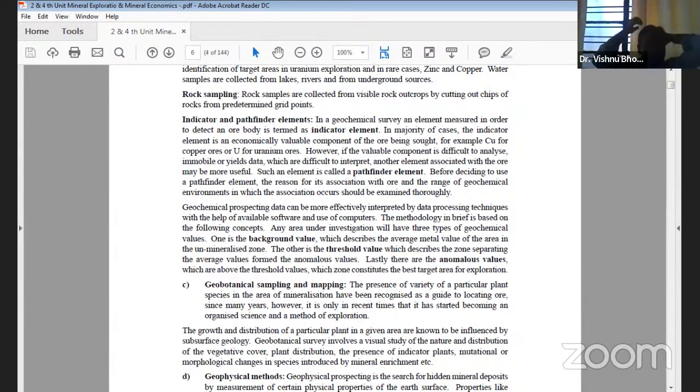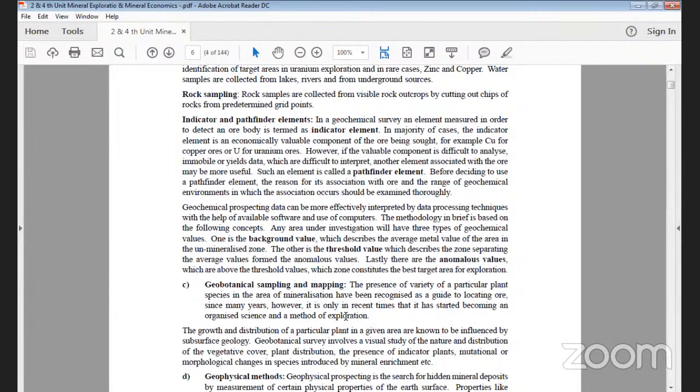we have knowledge about the normal background value of that particular element. So what is the normal background value? The normal background value means how the element is normally present, whether in a mineralized or unmineralized zone. Suppose, for example, you see uranium in soil. Generally, the average value of uranium in soil is 1 ppm. So this is how we calculate the unmineralized zone.